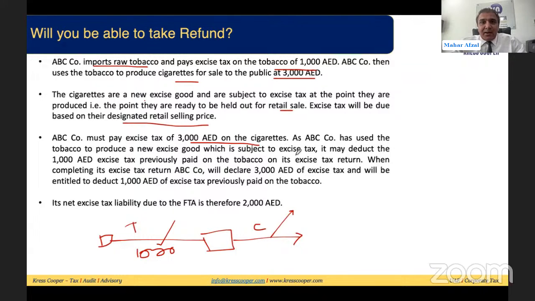Yes, that was discussed earlier. It may deduct the 1000. They are asking "may deduct"; principally, it should be "shall deduct". It may deduct the 1000 AED excise tax previously paid on tobacco just to avoid double taxation. Its net tax liability will be 2000. So this is basically the second point, as I mentioned: if you are importing or taking excisable goods, paying excise duty, and manufacturing another product which is subject to excise, to avoid double taxation you have a right to take the refund on the excise duty that you already paid.